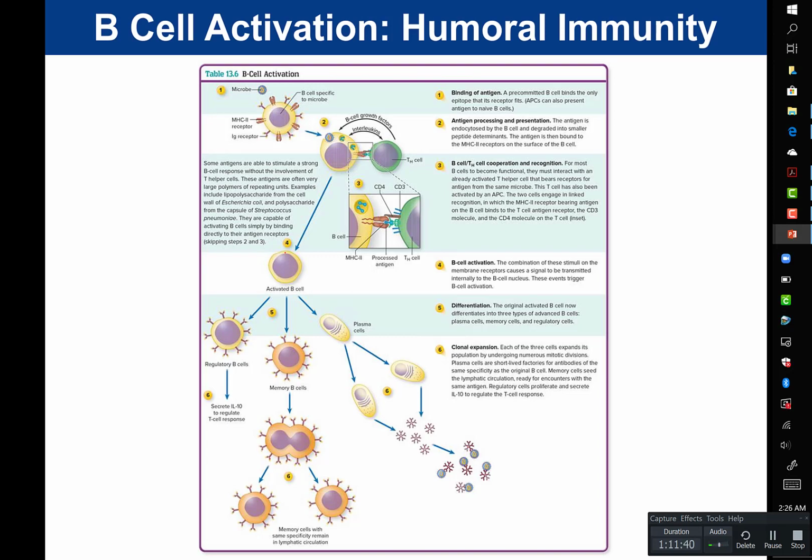And that B cell is going to proliferate, it's going to grow, and it's going to become differentiated into regulatory B cells, which we're not going to talk much about, memory B cells, which remember, and the plasma cells. And the plasma cells are going to undergo clonal expansion, and they're going to produce a lot of antibodies that can fight off that infection.